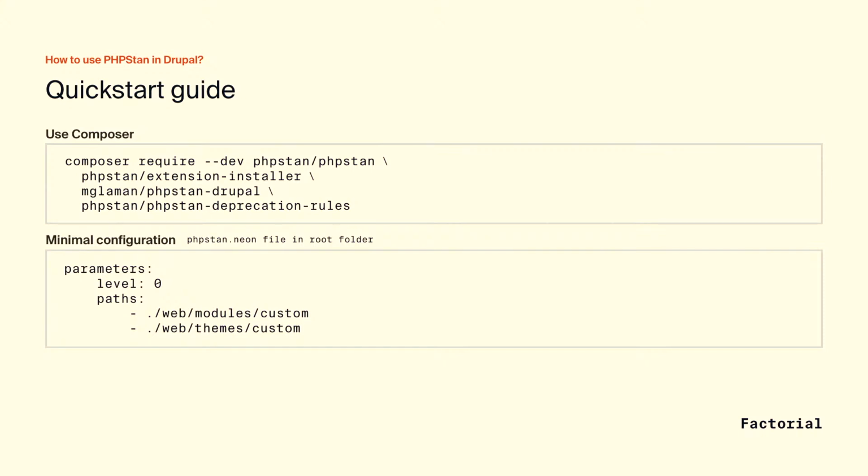You can define a level. We'll get to this later. For the beginning, level 0 means PHPStan runs. And then you can define some paths. So for example, here we have some custom modules and some custom theme files.